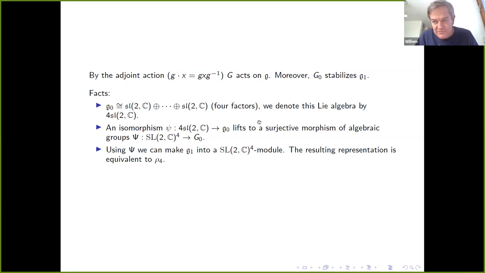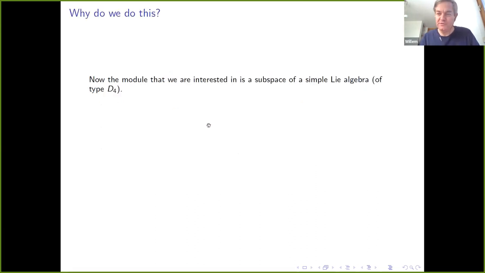And it just so happens, one can check this, that the resulting representation is equivalent to the representation rho 4 that I was interested in at the beginning, so C2 tensor C2 tensor C2 tensor C2. So now you have a rather complicated way of making a representation that was given in a very easy way before. So why do you do that? Why make things more complicated? The big reason is that embedding it into this simple Lie algebra gives you an enormous amount of tools to work with.